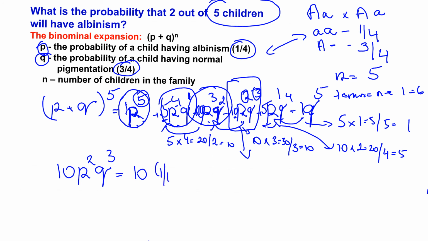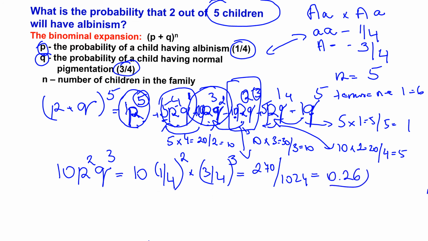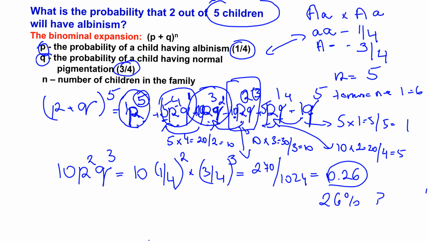You calculate this equation, and what you get as the outcome is 270 out of, I think, 1024, which if you divide it comes to 0.26, which gives you a 26% probability. So using this binomial expansion, you can actually approach much more complex problems. This slide just outlines how to construct Pascal's triangle.